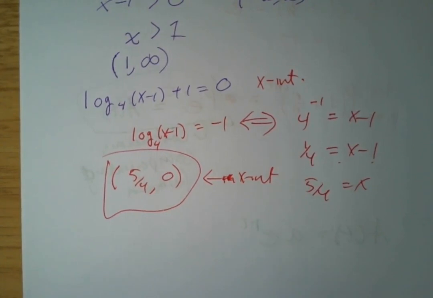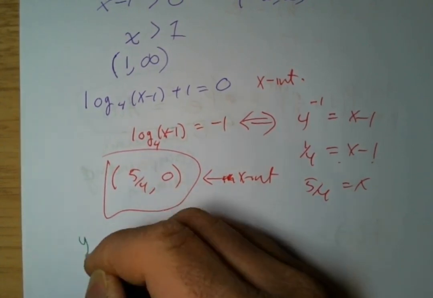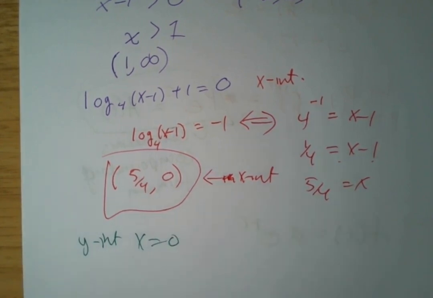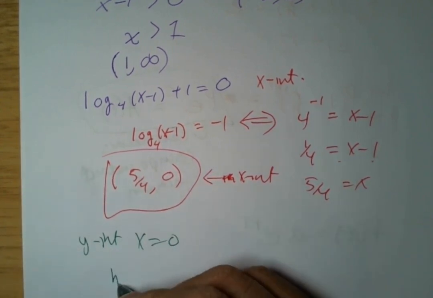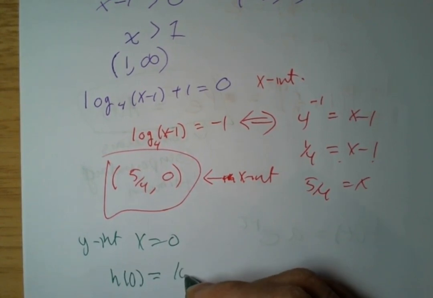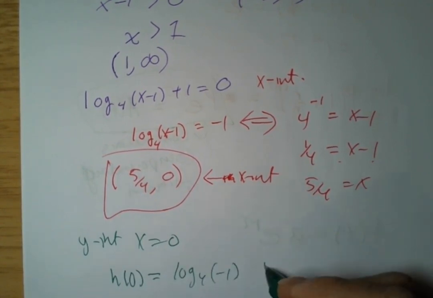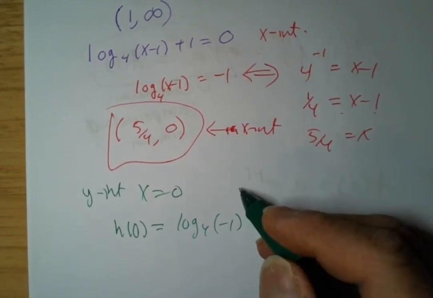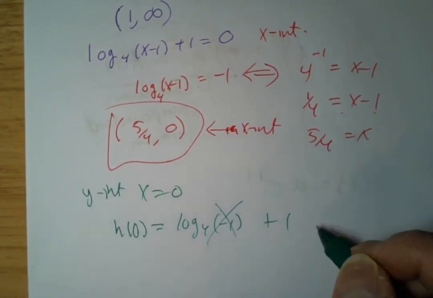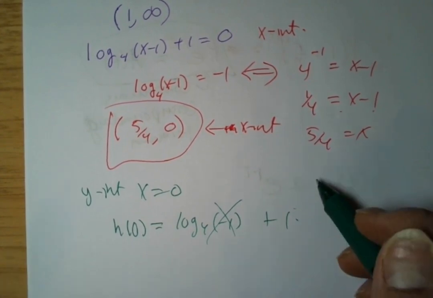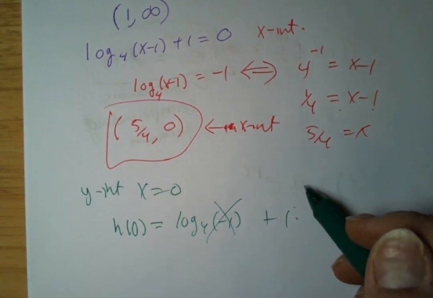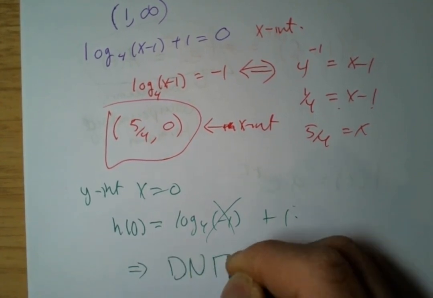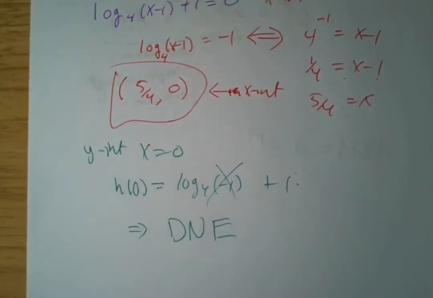Now for our y-intercept, that would mean we'd let x equal 0. But we do have a problem when that happens. When we put in h of 0, we get log base 4 of negative 1, plus 1. This is not defined. And when something like that occurs, what this is telling me algebraically is that I never cross the y-axis. So the y-intercept, we say, does not exist.